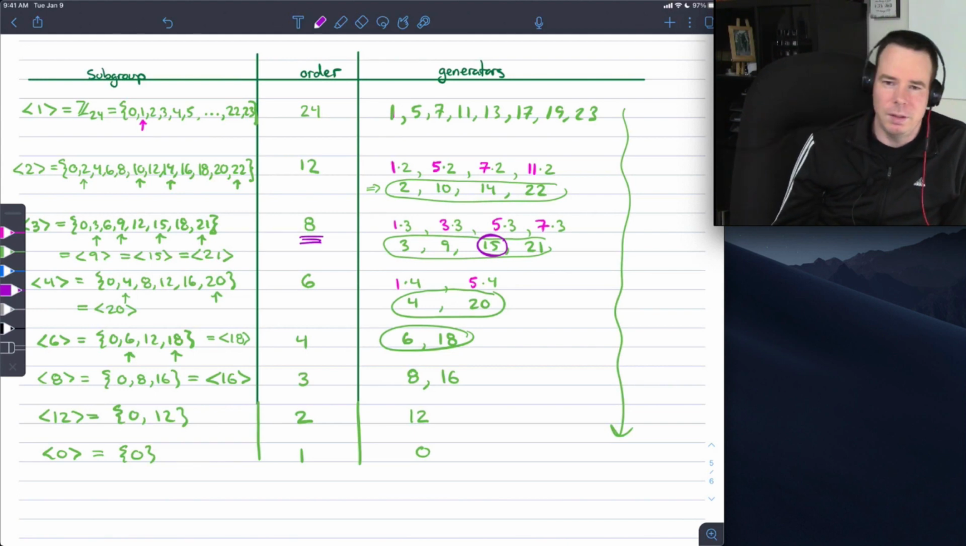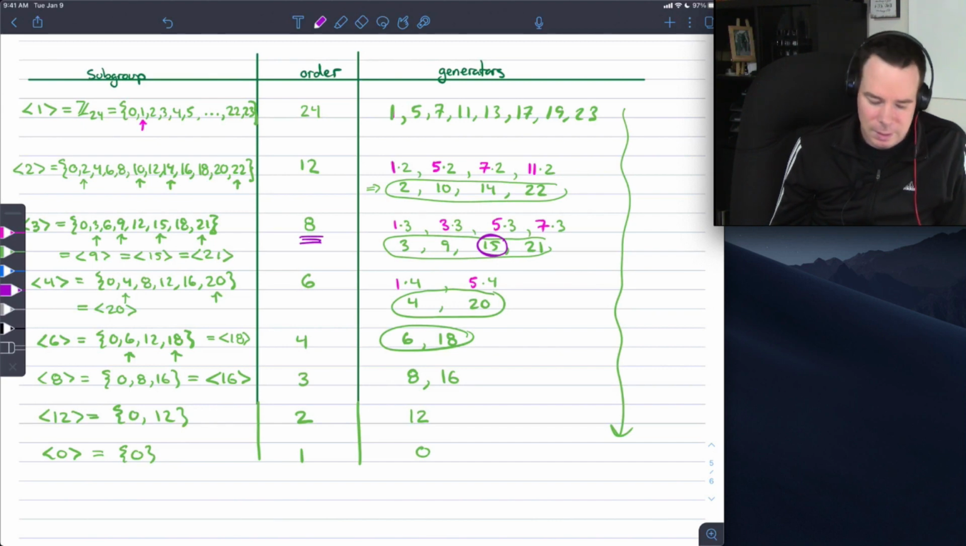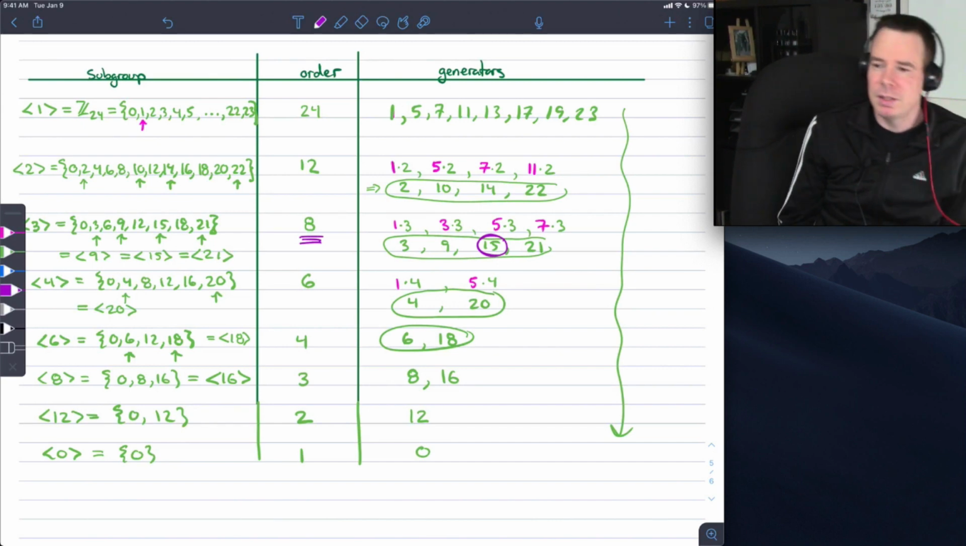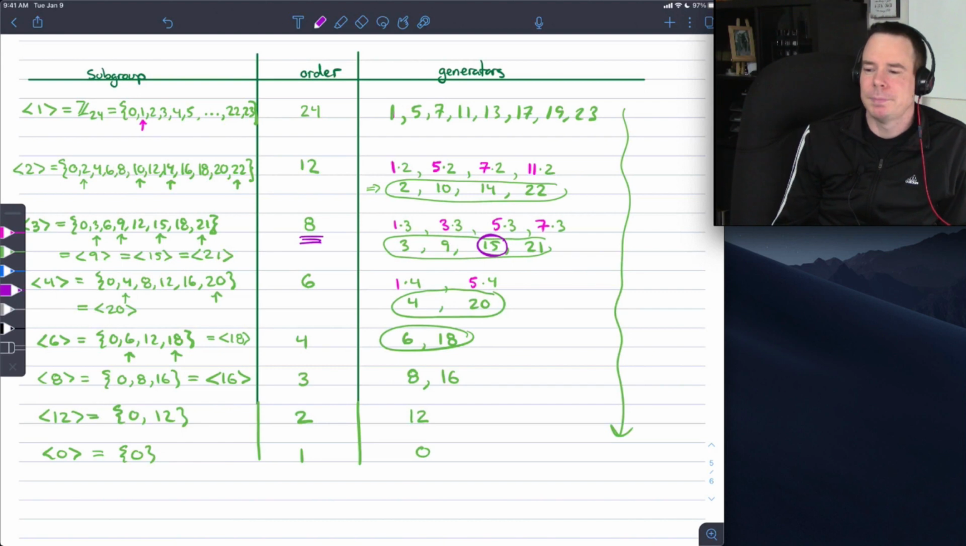So the element 20 has order 6. And so, because 6 is the smallest multiple of 20 that's going to give me 0 when I add it to itself that many times and reduce mod 24, that's why the 20 is sitting on that line next to the order 6 subgroup.